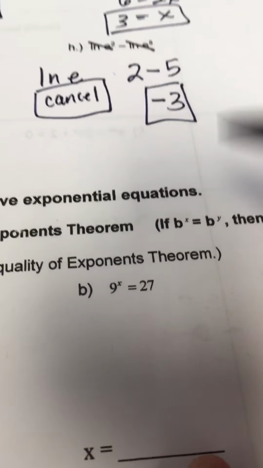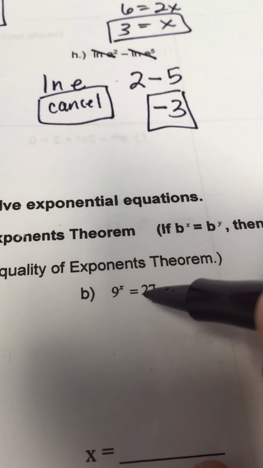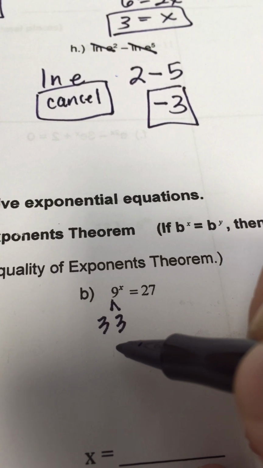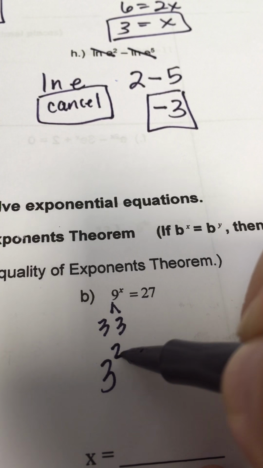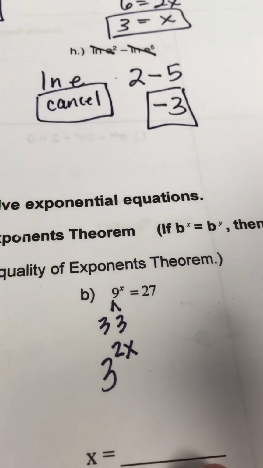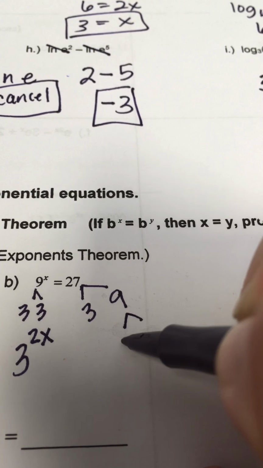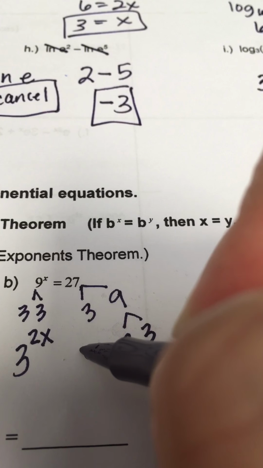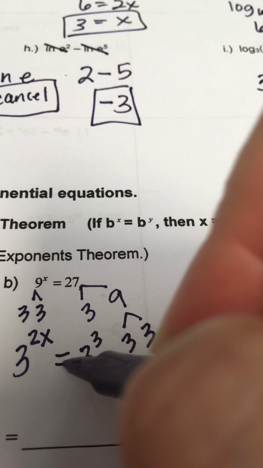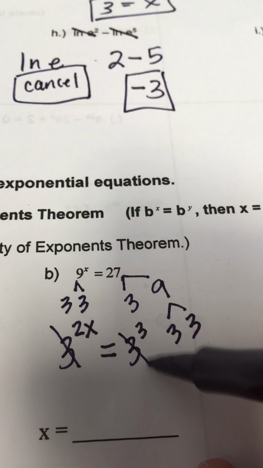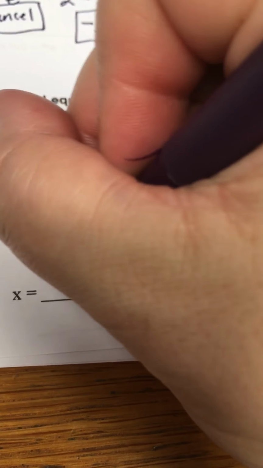Now letter B, we've done stuff like this where I need the same base. So I'm going to do a factor tree, so it's 3 times 3. So 9 is 3 squared. The x is with that one, so I'm going to leave it there. 27 is 3 times 9, 3 times 3, so I get 3 to the third. When the bases are the same, they kind of cancel each other out until you set your exponents equal. So 2x is equal to 3, x is equal to 3 halves.